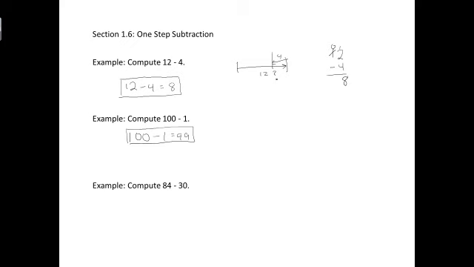Example, compute 84 minus 30. 84 minus 30 is 54. Again, we're using your intuition about the place value system in order to do this calculation.